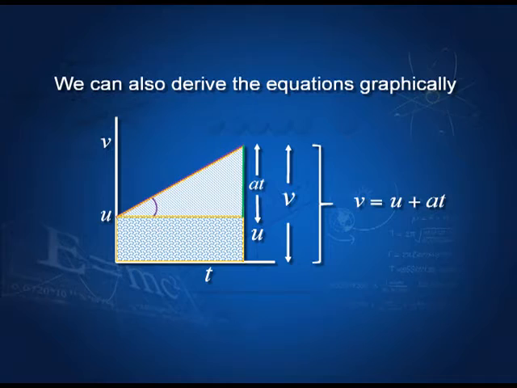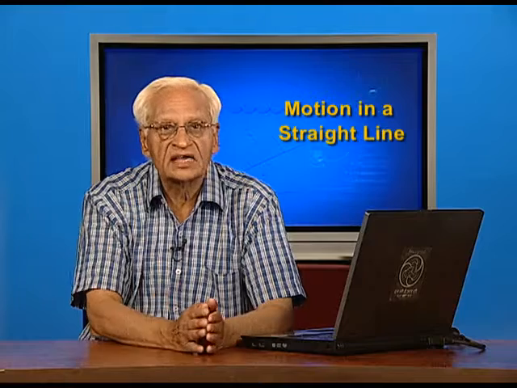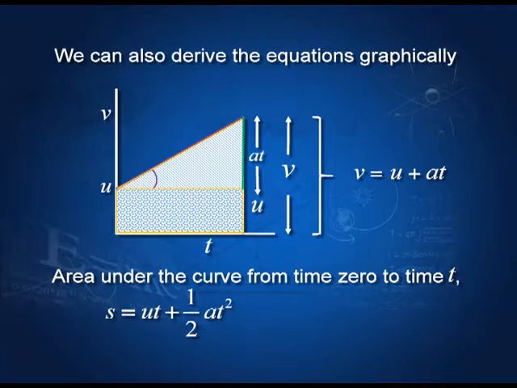We can also derive these equations graphically. In fact, in the last lecture we did this. We can see that the distance covered here in the velocity time graph is equal to the area of this rectangle and the area of this triangle, and if we add them, we get v equal to u plus a t. We get this height as a t, and therefore, the velocity is u plus a t, and the distance covered is the area under this curve, the area of the triangle plus the area of the rectangle, and we get s equal to u t plus half a t square. This we did in the last lecture also.